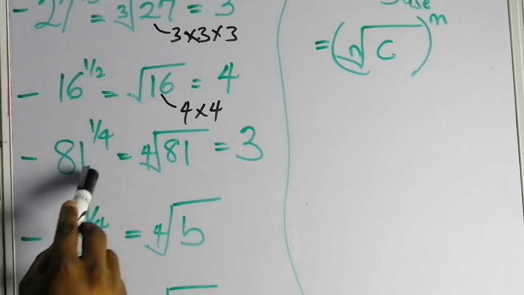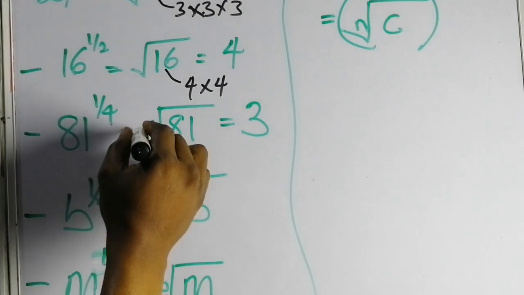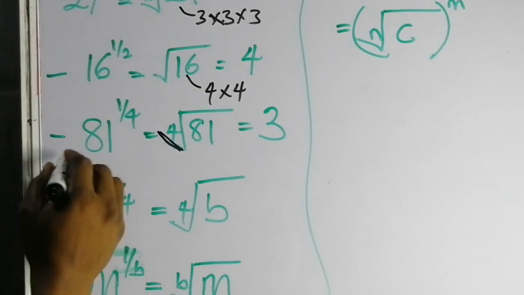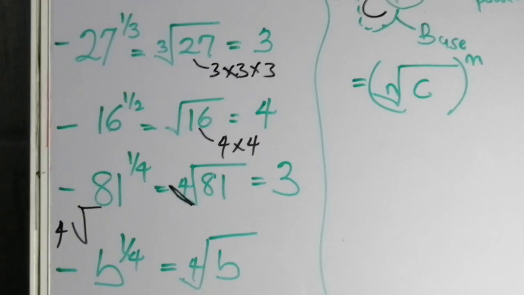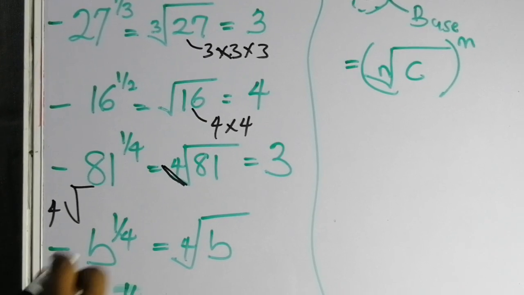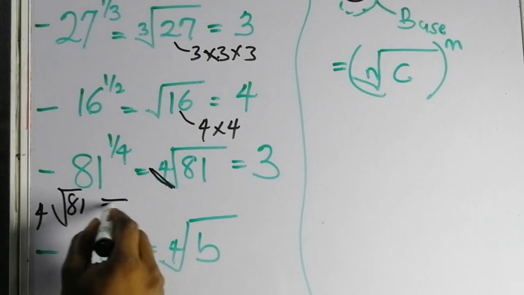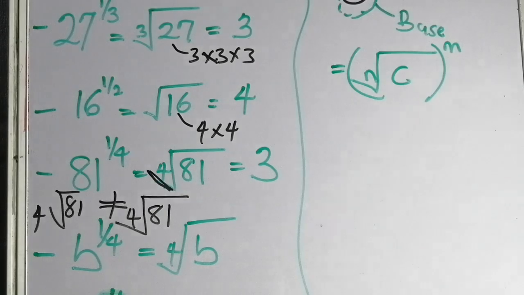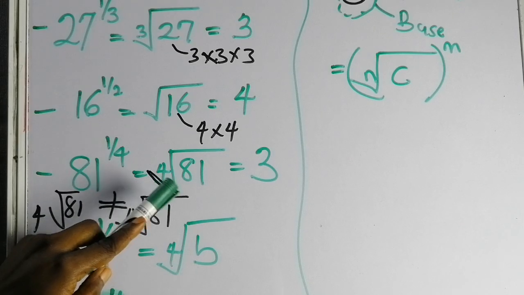So I can rewrite this one as root of 81 with this 4 here. Don't forget, this 4 is inside, not beside. When we're doing surd, you can write it beside. In surd, we write it beside like this. Very, very important. Please don't miss it. Most of the time, it's inside. So this one is not the same thing as this. It's not the same thing. Always note that this is not the same thing as this.